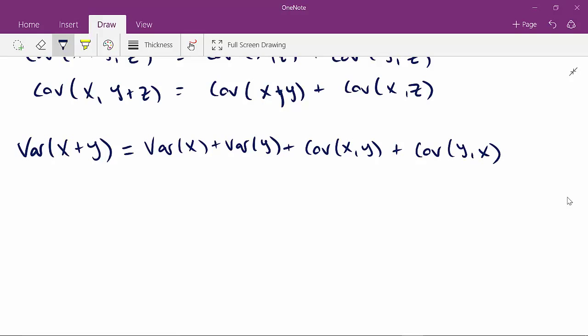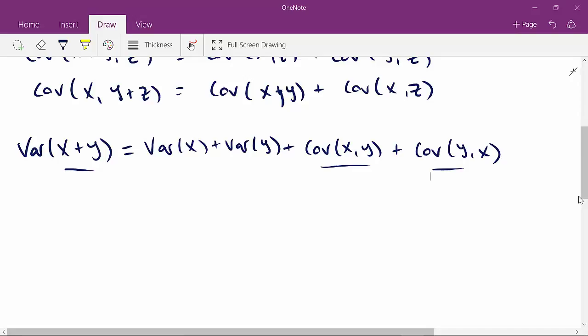Notice in this case the dimensions work out because we're assuming that x and y are both n by 1, so that addition is meaningful, and covariance of x comma y and covariance of y comma x have the same dimension. It's not guaranteed in general; often the covariance is not a square matrix if y, for example, has a different dimension than x. But in this case we're assuming it does because we're assuming that x plus y is meaningful. So you get this nice covariance formula.